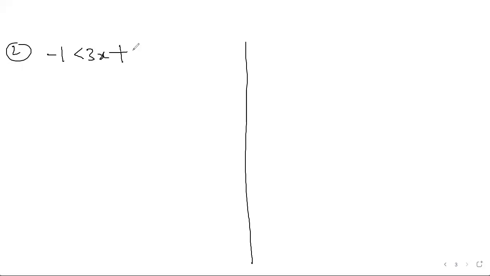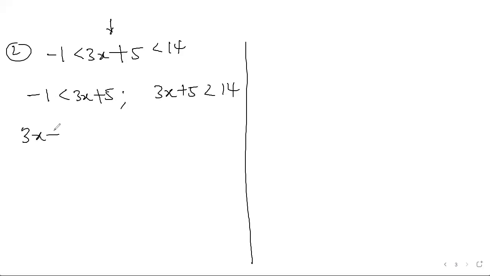Then the second part, the second question says minus 1 less than 3x plus 5 less than 14. First I will split on the middle term here. That will be minus 1 less than 3x plus 5, the first part, and the second part will be 3x plus 5 less than 14. Then I can rewrite this as 3x plus 5 greater than minus 1, because if minus 1 is less than 3x plus 5, it means that 3x plus 5 will be greater than minus 1. Then I can solve this part.